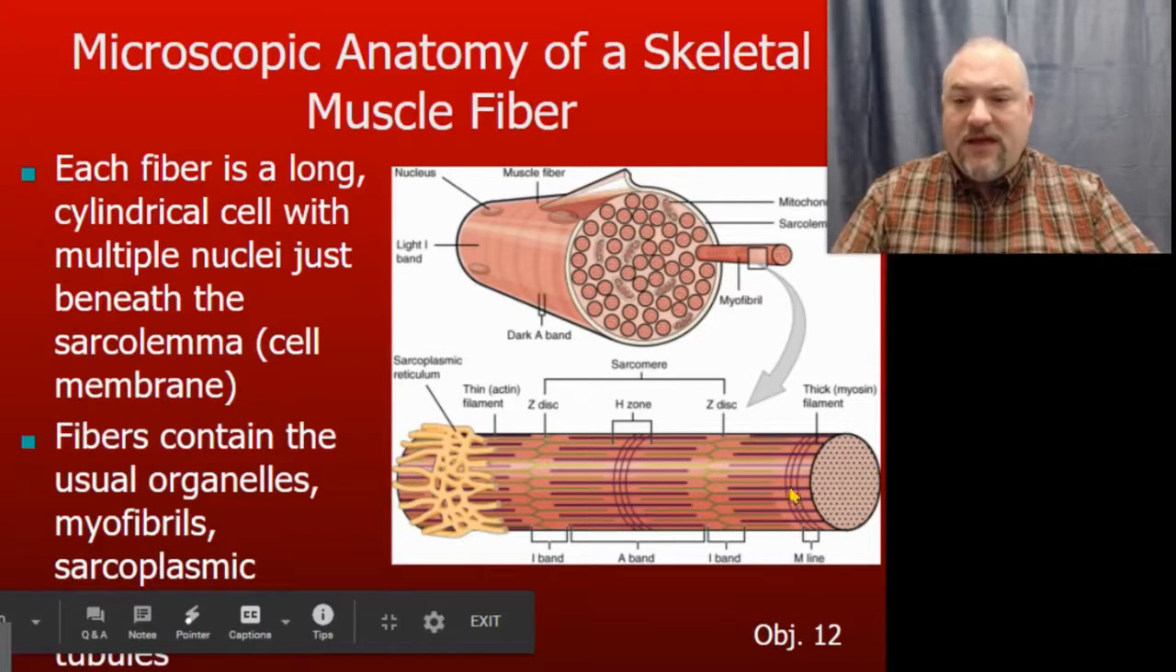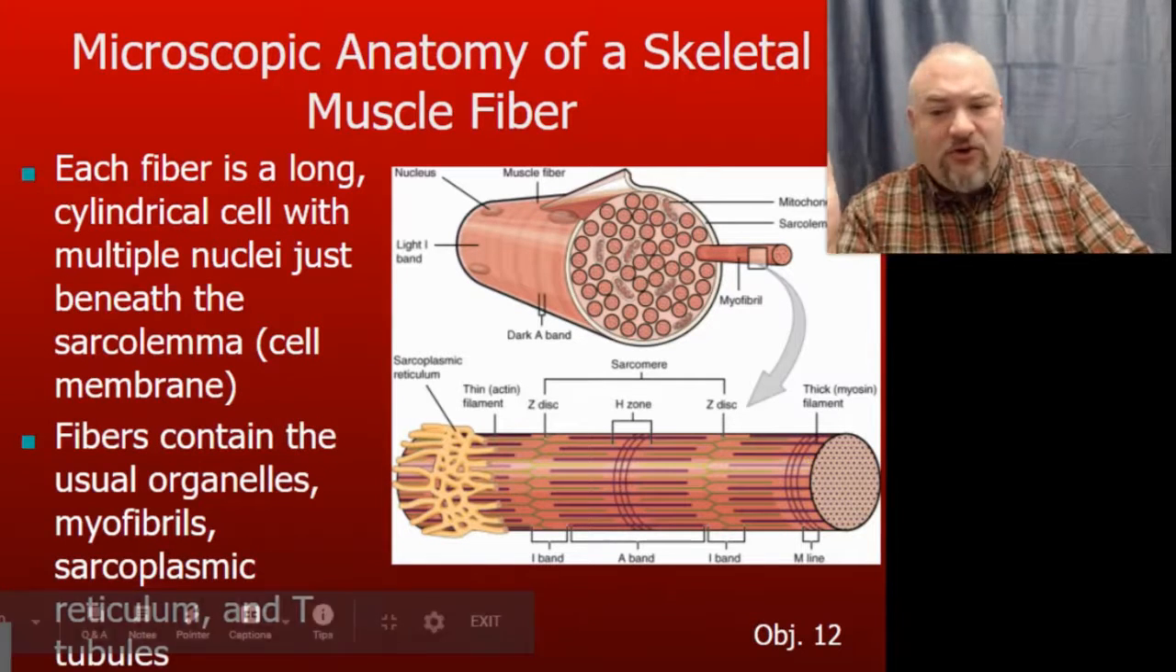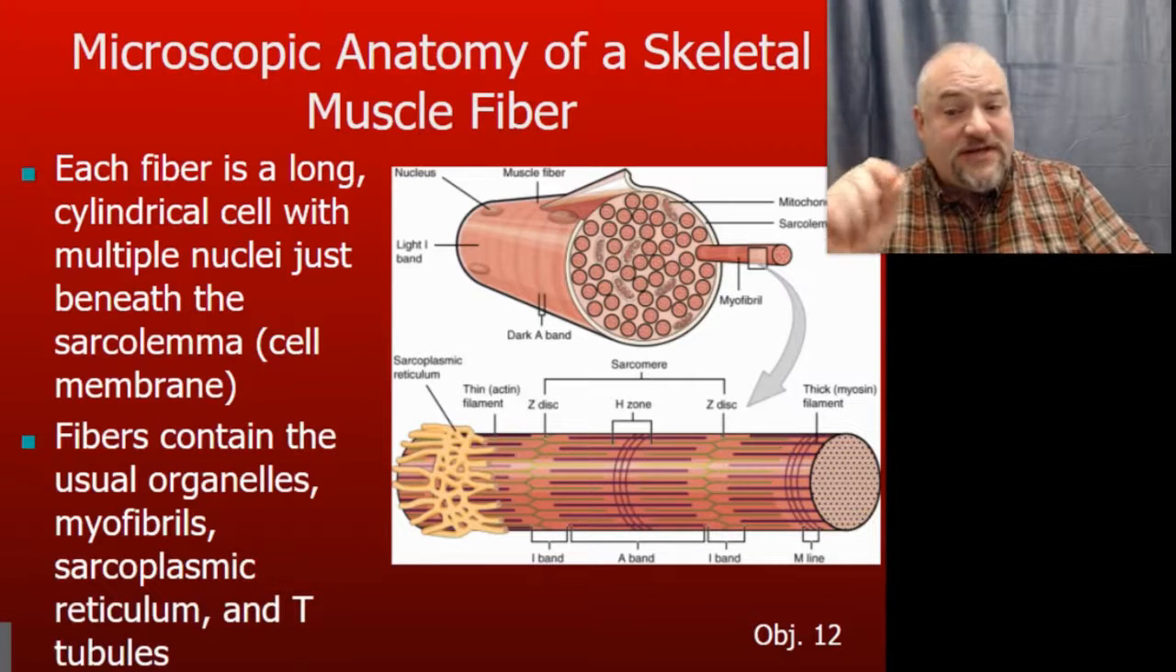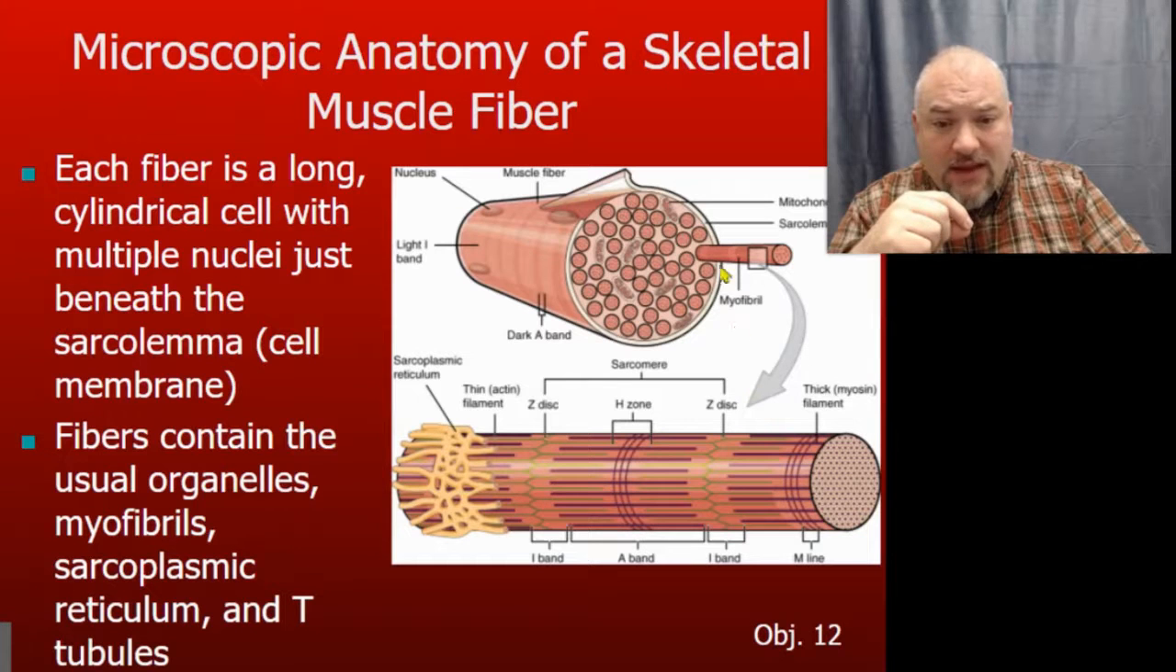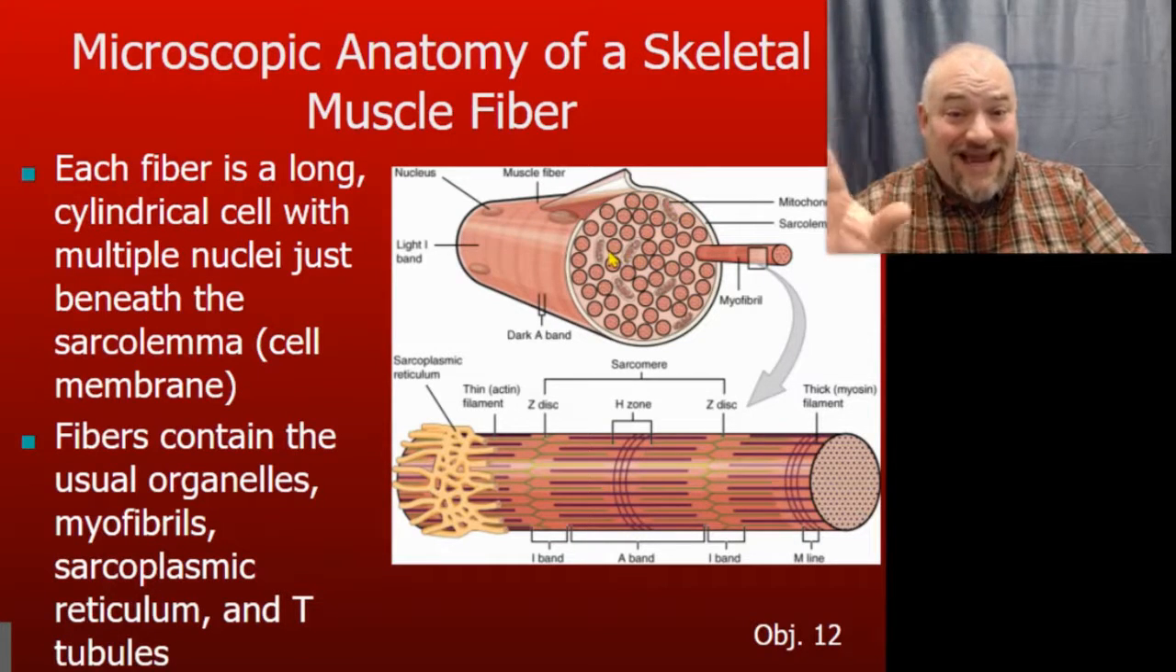So the fibers contain all the normal organelles, like we talked about, along with something called the sarcoplasmic reticulum and T-tubules, which we'll get to later as well. But we can see here we've got the muscle fiber or muscle cell, nuclei around the outside. Within that, we see lots of mitochondria because the muscle takes a lot of ATP energy. And then within there, we have a subunit called myofibrils. These myofibrils, those are where the muscle actually does the contraction.